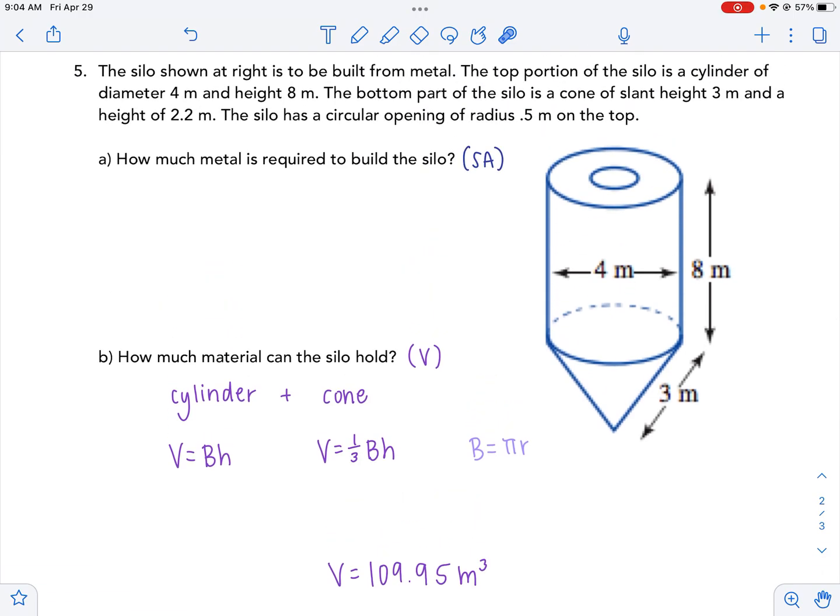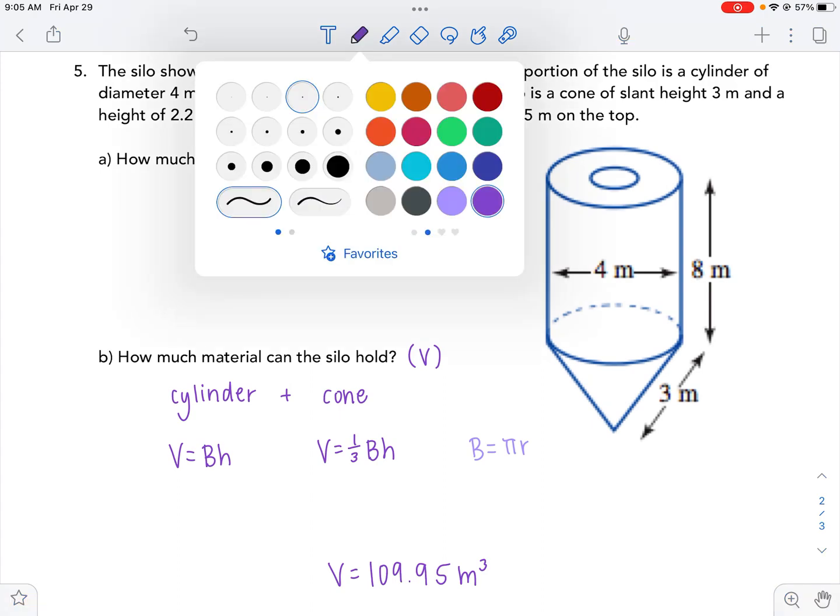Now, to figure out the surface area of the silo, I need to be careful. Because if I find out the total for the cylinder, I'm going to find the bases, which means I'm going to include those parts, and I don't want to include those parts. Like that has a hole, and then this part right here is not even on the surface. So to find the surface area, I'm going to have to break this down.